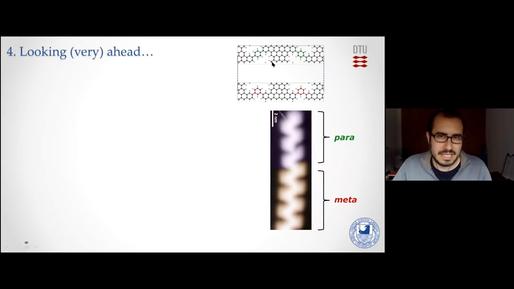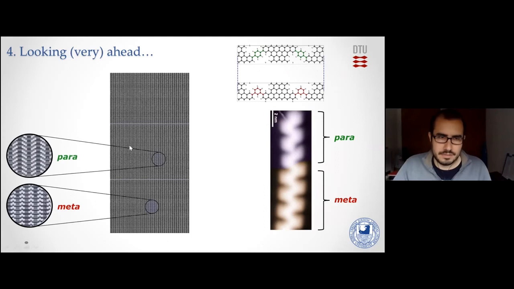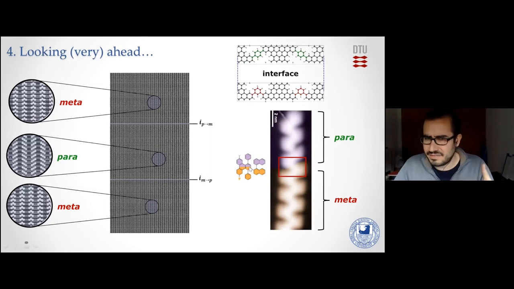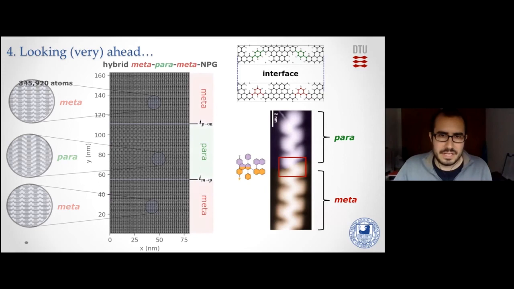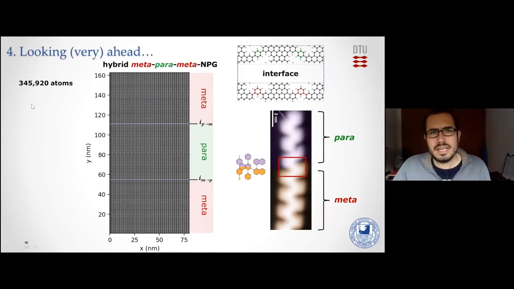Because the para and meta MPGs actually have the same unit cell, we thought, okay, let's see what would happen if we had a hybrid device where we had a meta module with the meta connections, a para MPG module, and another meta module. In the same way that they had to use this kind of interface building block, binding the two, we also had to use interface building blocks to connect these three different modules. We built the thing. It's quite large, slightly less than 350,000 atoms, more than 150 nanometers long, and this is a hybrid meta, para, meta MPG.